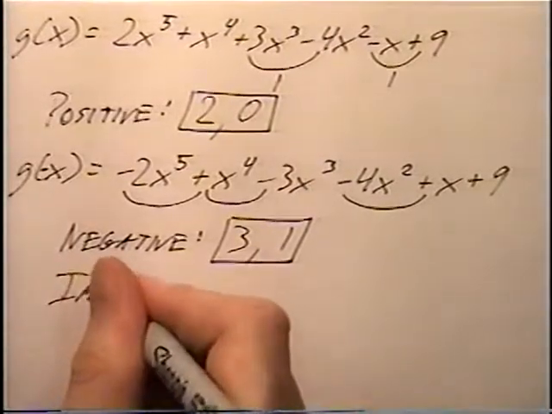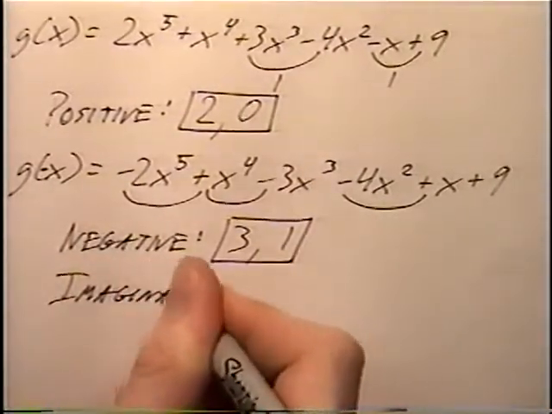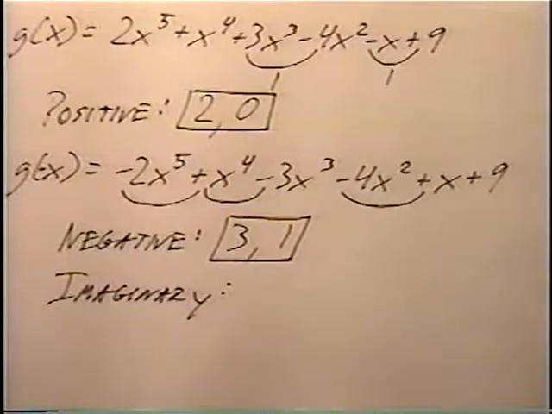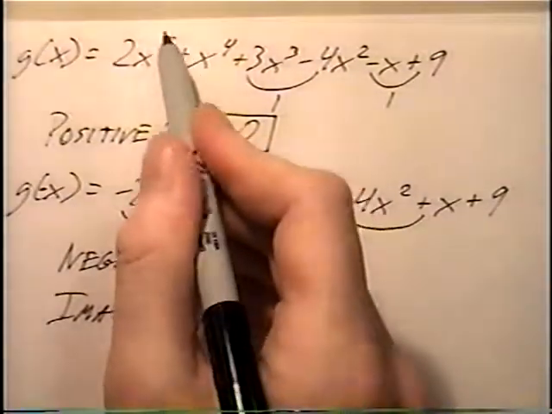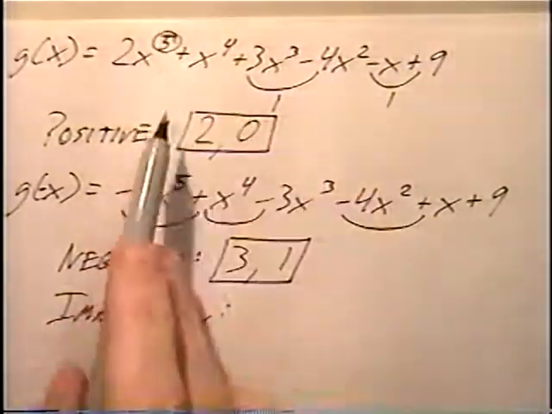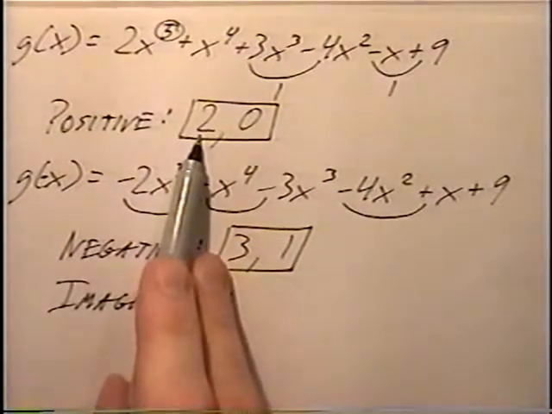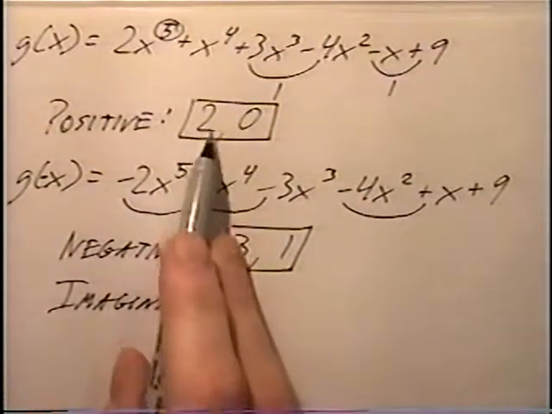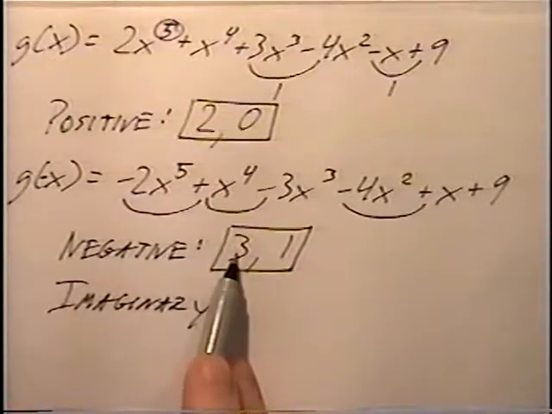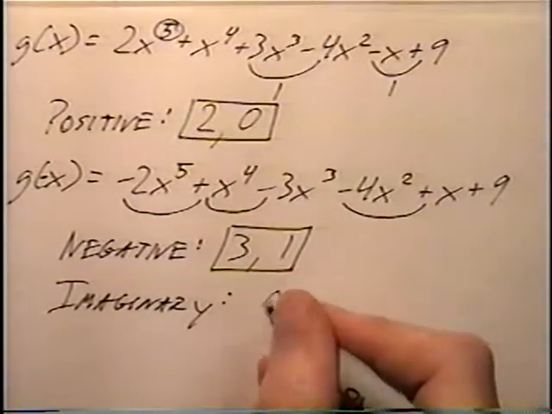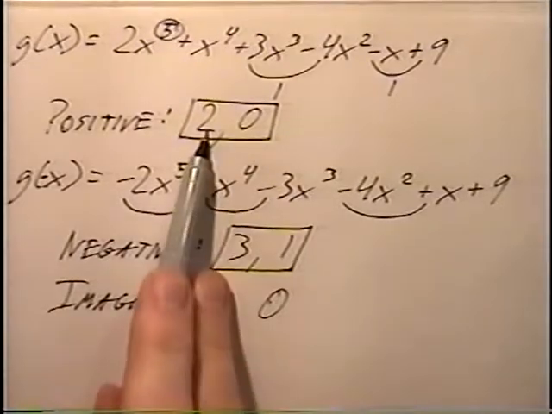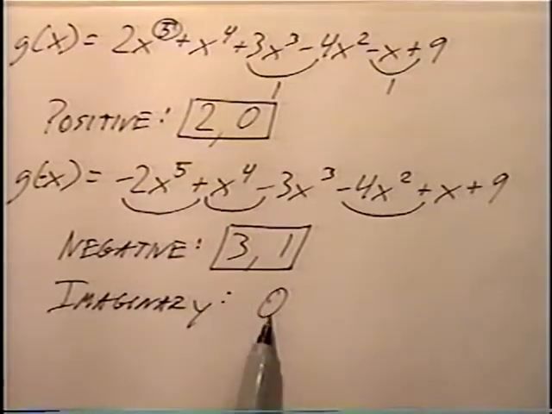For the imaginary zeros, look back at the original question. X to the 5th means there's 5 possible answers. If we have 2 positive answers and 3 negative answers, those add up to 5, so you have 5 total. So you could have 0 imaginary. 2 positive, 3 negative, adds up to 5.